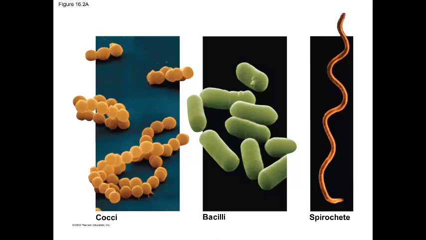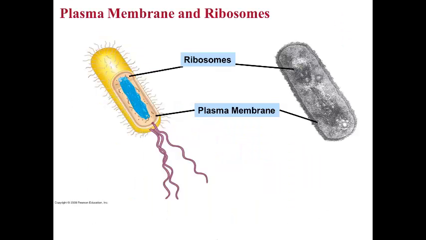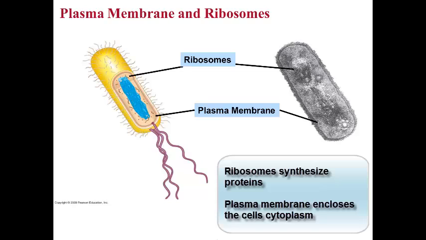But whether they are cocci, bacilli, or spirochetes, prokaryotes share some similar structures. So let's look at some of those anatomical parts. First are ribosomes and plasma membrane. Ribosomes are small little particles that we could see here residing inside of the cell. These are going to be used to help make proteins for the cell. The plasma membrane is the outer boundary surrounding the cell contents.